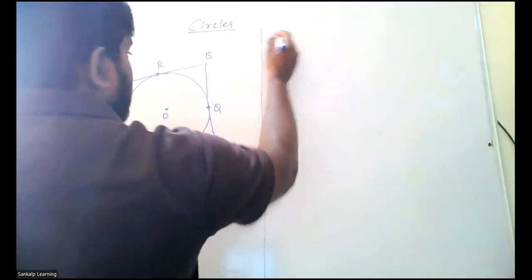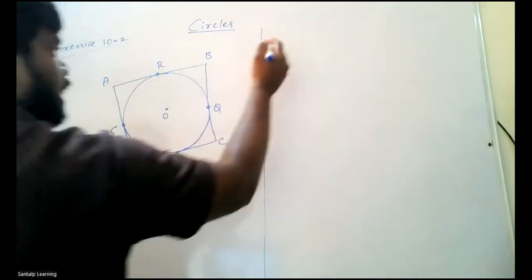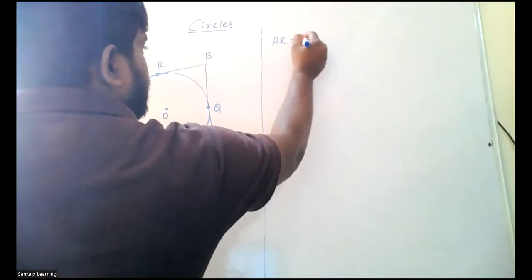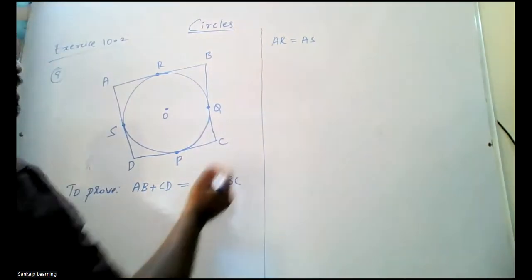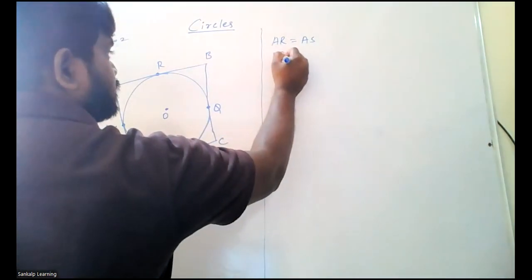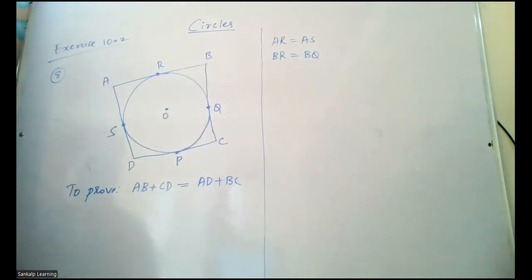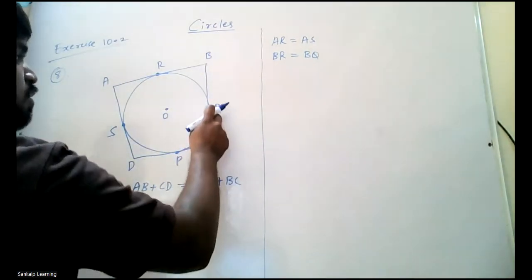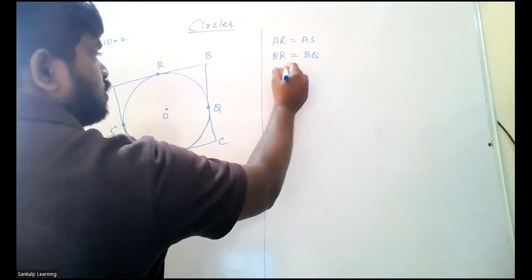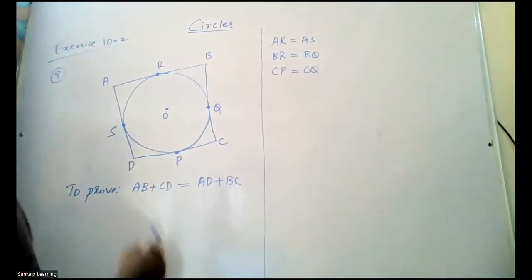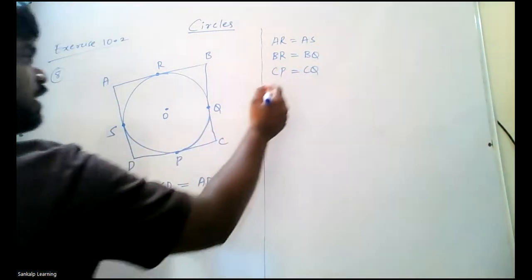Okay, so let's start with AR is equal to AS. Similarly, BR is equal to BQ. CP is equal to CQ. DP is equal to DS.